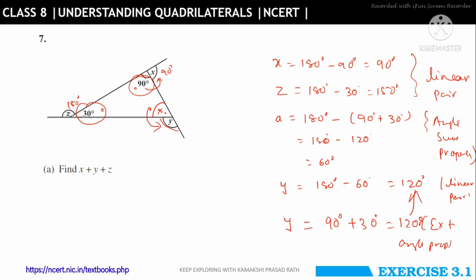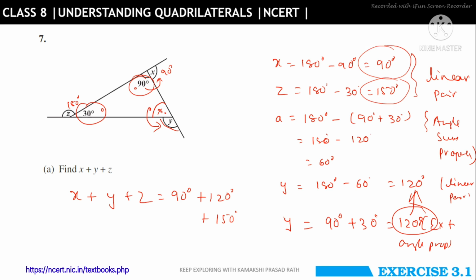So x plus y plus z we have to get. So x plus y plus z equals 90, plus y is 120, plus z is 150 degrees. So 120, 150 and 90 degrees. When we add, we get 360 degrees.